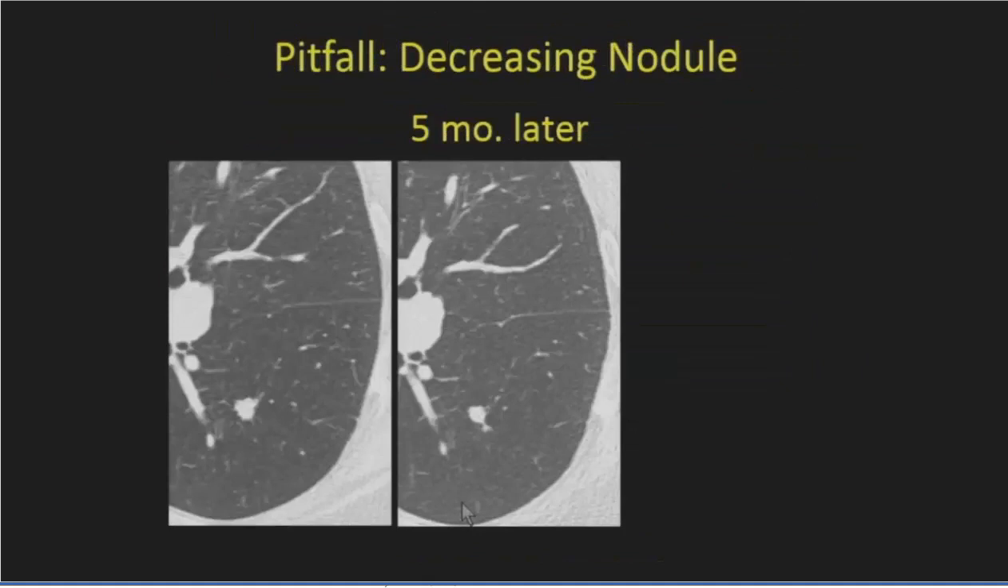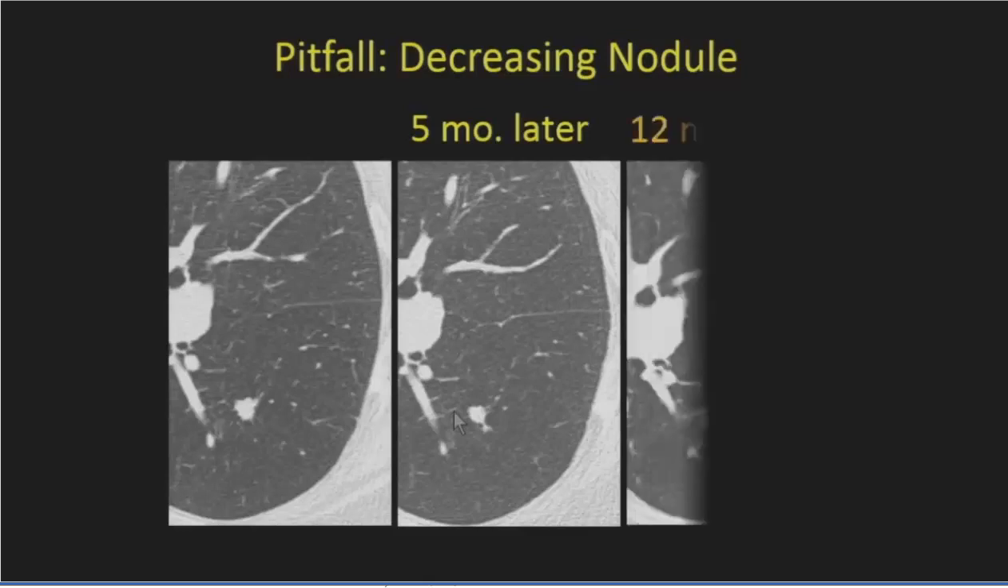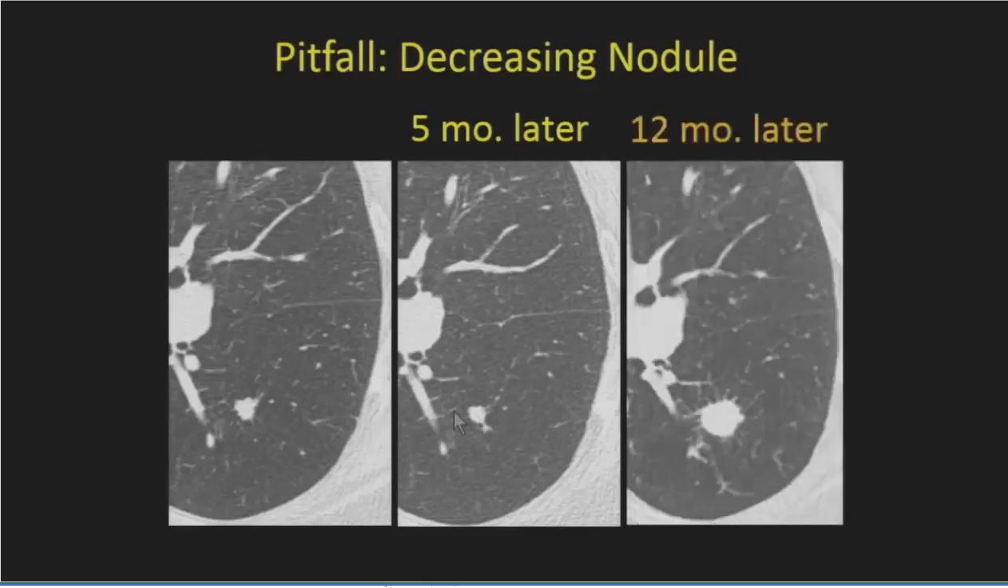So a couple of pitfalls. Images from a patient who had a nodule and was shown to decrease 5 months later. However, it's helpful to know that these nodules could potentially still be malignant and thus need to be followed to long-term stability or resolution, even if they initially decrease. As in this case, the patient's nodule ultimately increased, and this was a cancer.